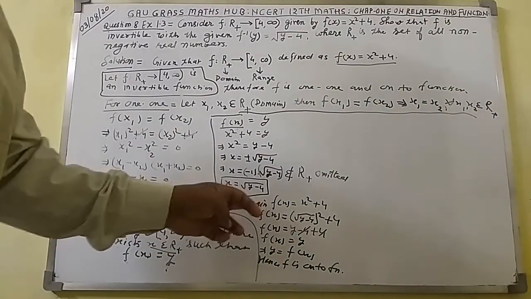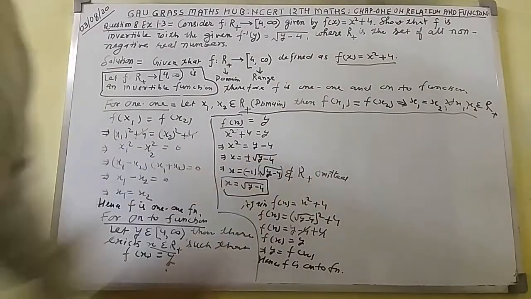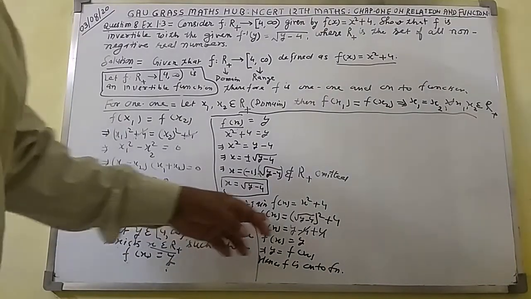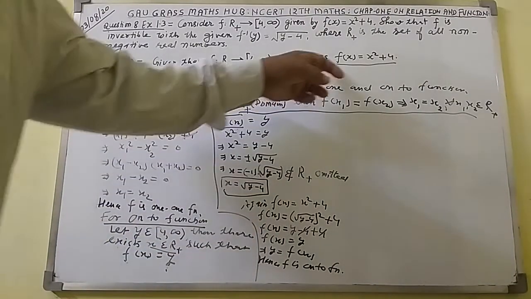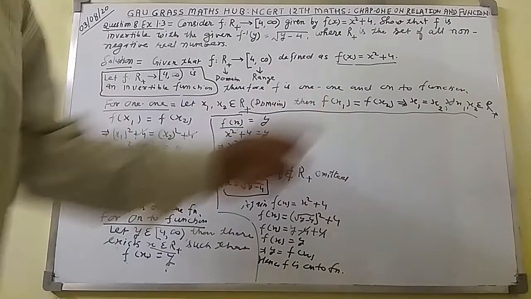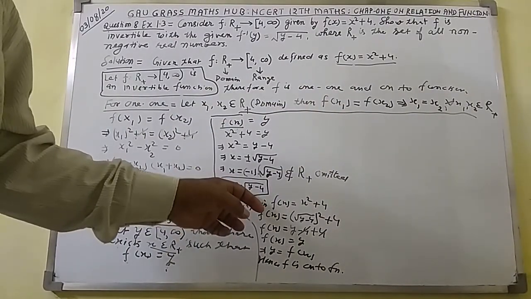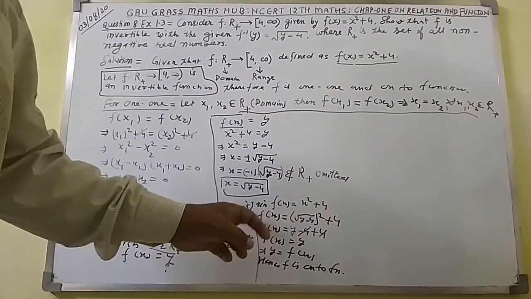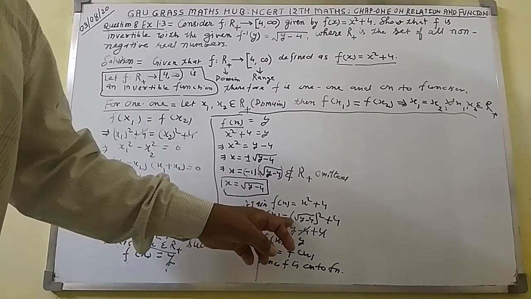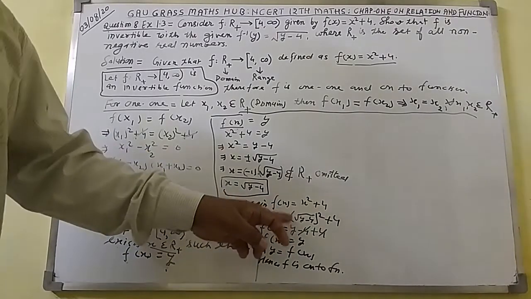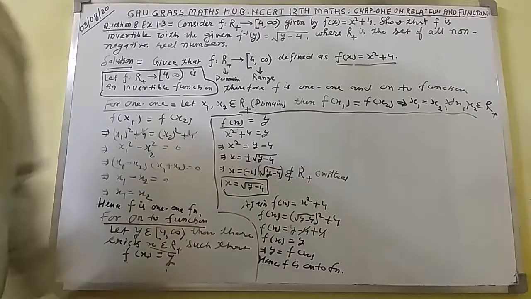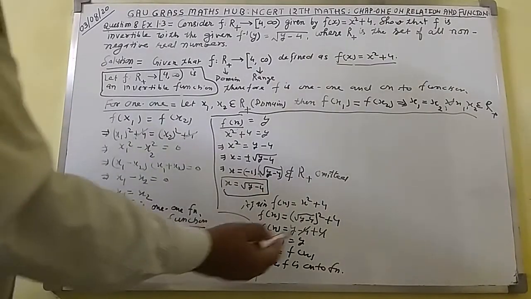Here I have written again f(x) equal to x square plus 4. f(x) equal to, I shall take here. I put the value of x equal to this one in this equation. So you will get f(x) equal to, in bracket under root y minus 4 whole square plus 4. So here you will get f(x) equal to this.